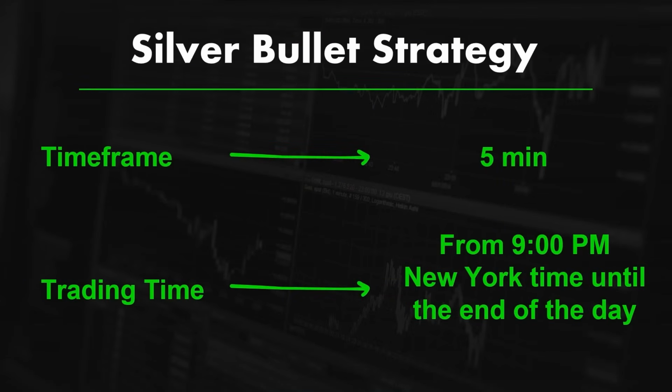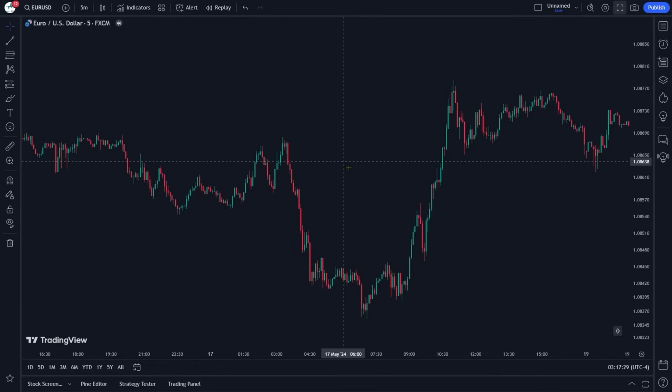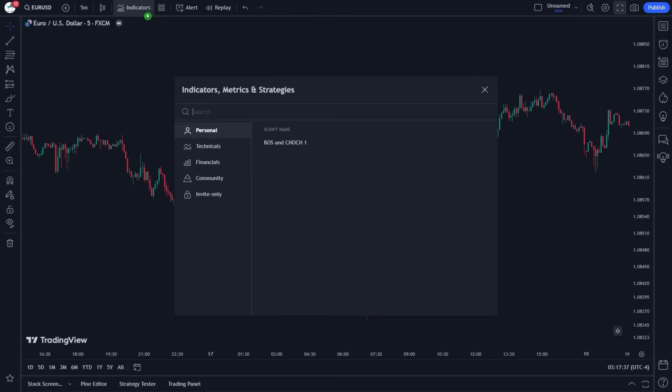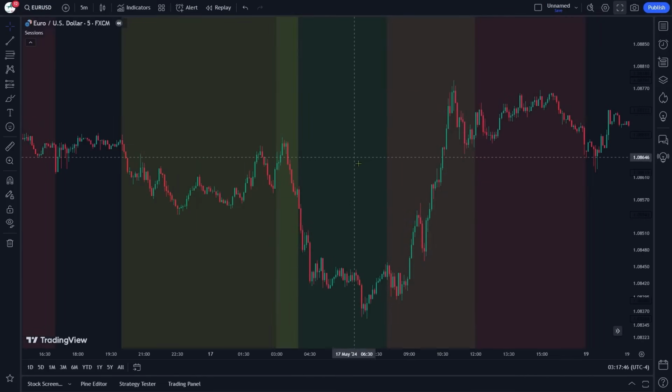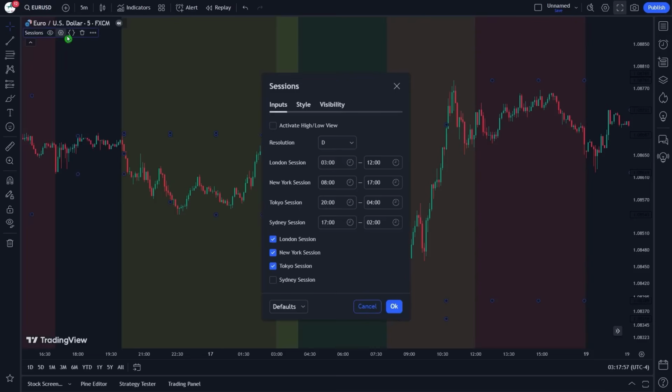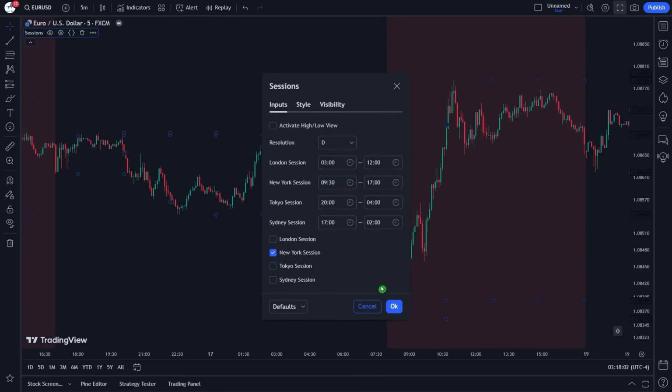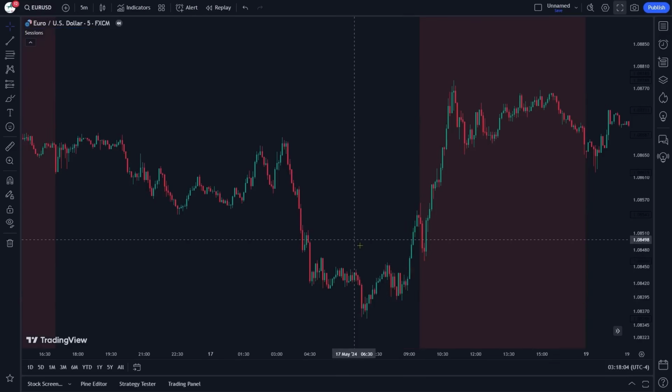Here is how we prepare our chart for analyzing the market structure in the Silver Bullet trading strategy. Open any chart on tradingview.com and set the time frame to 5 minutes. Select the Indicators tab and search for Sessions. Click on the indicator called Sessions on Chart provided by Aurochs. This indicator shows all the sessions, so we need to make some adjustments. In the Settings tab, uncheck the Tokyo and London sessions and change the beginning of the New York session to 9:30. We also need to enable the period separator on the TradingView platform.